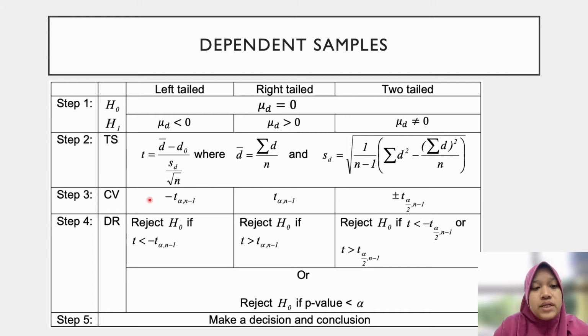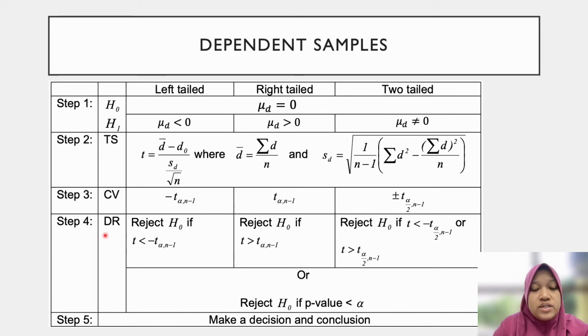And then step number 3, we have the critical value. For the left tail, the critical value is negative t alpha with degrees of freedom n minus 1. You don't have to divide the alpha by 2 because this is the left tail. For the right tail, the critical value is t alpha with degrees of freedom n minus 1. But for the two tail test, you need to divide the alpha by 2. So we have plus minus t alpha over 2 with degrees of freedom n minus 1.